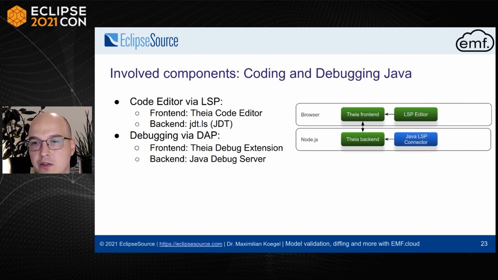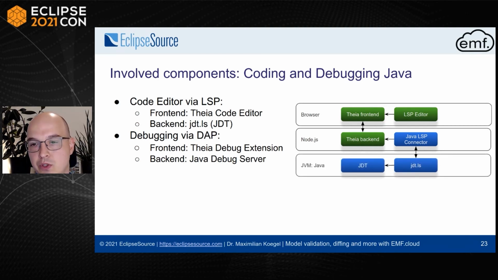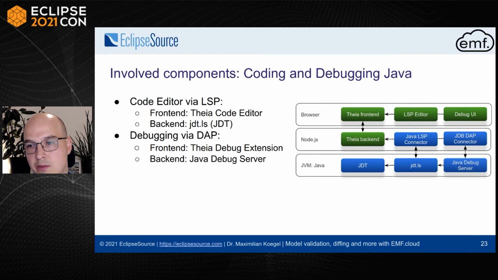The LSP editor in this case connects to a Java LSP connector and to a Java language server, JDTLS, and that uses JDT in the background to compile the Java code. For debugging, we have a debug UI, and then we have a JDB DAP connector, debug adapter protocol, and that connects to the Java debug server. The boxes in blue are the ones that are language specific, but still they're all off the shelf. So nothing that I had to implement to do that.